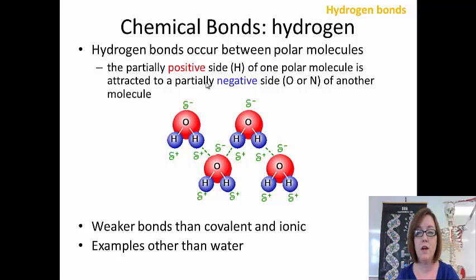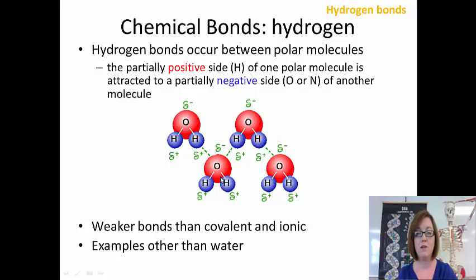What happens in a hydrogen bond is that the partially positive side of one polar molecule is attracted to the partially negative side of another polar molecule. Okay? So here we see 4 water molecules, and don't forget water is polar. The oxygen has the partial negative charge and the hydrogens have partial positive charges. Right? So we definitely have polarity here.